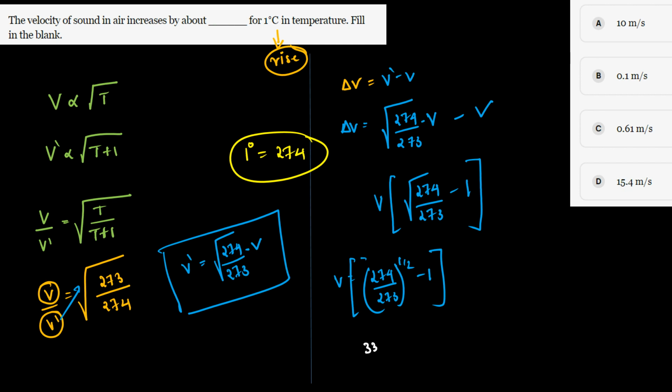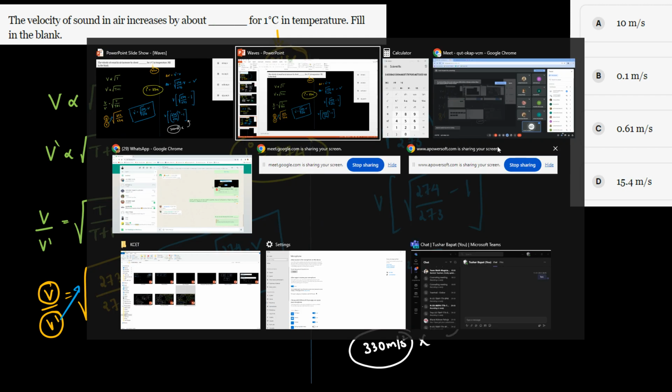So this is 330 meter per second over here. This is the velocity of sound, right? This you multiply by this value, you should be getting your answer. I think you'll be needing the calculator for this. Did you understand how I did it?